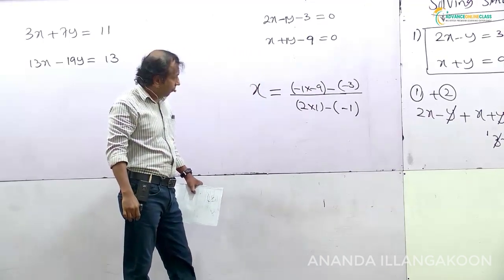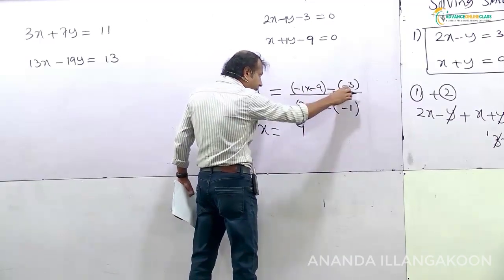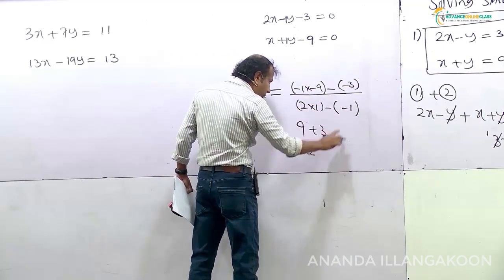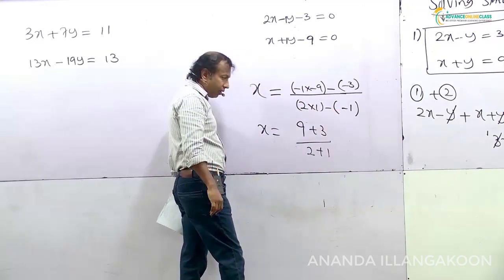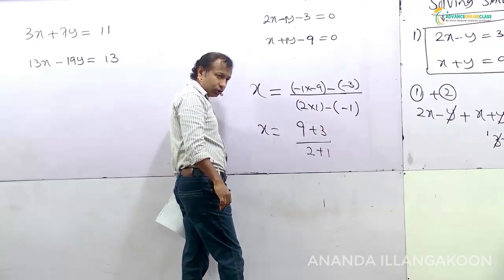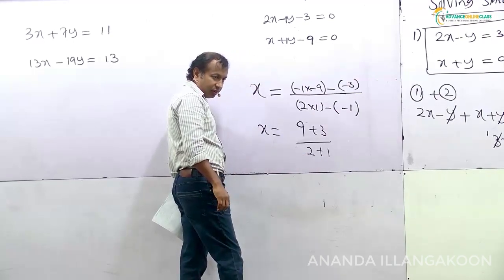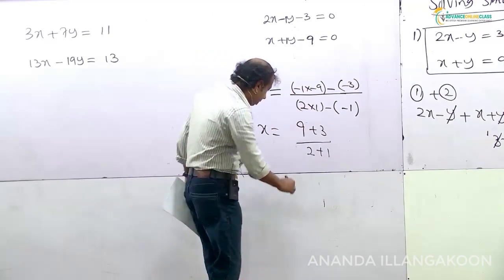Now simplify this. What do you get? Here 9. Here plus 3. Here 2. Minus minus plus. 9 plus 3, 12. 2 plus 1, 3. 12 by 3 is 4. Have you obtained x equals 4? Right.